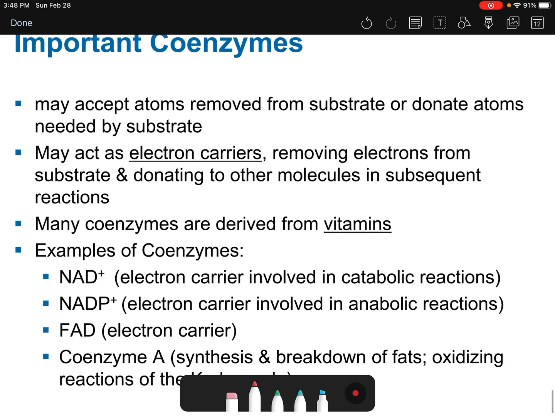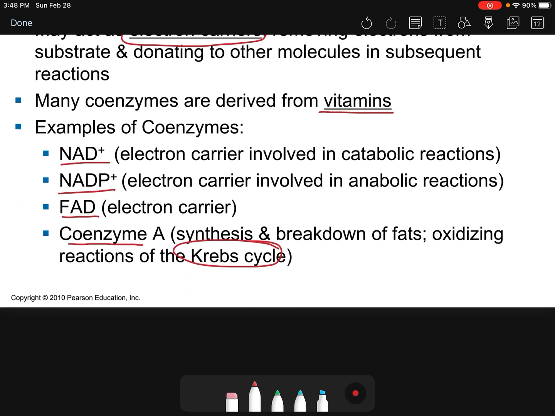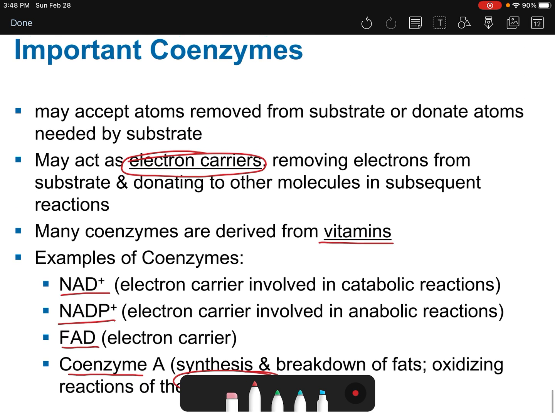Some of the coenzymes are some of the electron carriers that we're going to be talking about in cellular respiration. So a lot of these here, NAD+, NADP+, FAD, once they grab onto the protons, they're going to become NADH, NADPH, FADH2. They'll all be carrying those electrons to the electron transport chain. Coenzyme A is going to play a role in the Krebs cycle, so we'll talk about that a little bit later. But many of those coenzymes are derived from vitamins. And that's the end of this part of the notes.